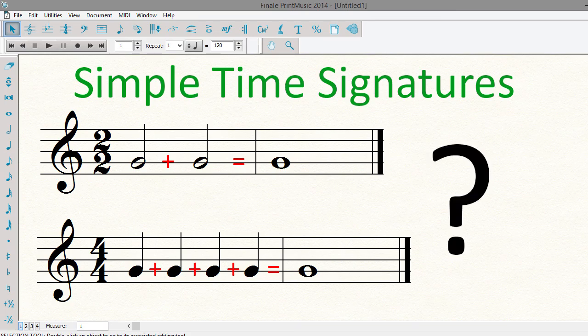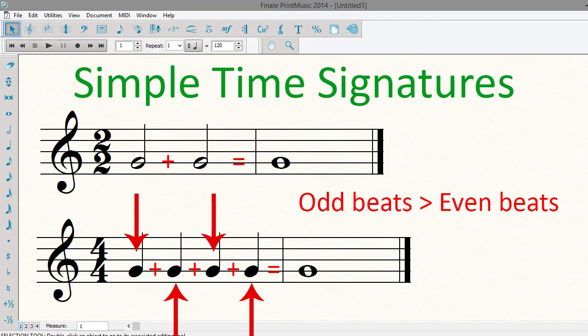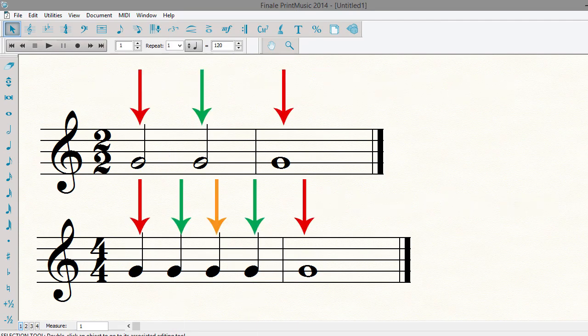In simple time signatures, every odd beat has more stress than the even beats, meaning the first and third beat, for example, would have more stress than the second and fourth. So if we compare the two time signatures and color code our stresses, with red being the most stressed and green being the least stressed, the two time signatures would look like this.